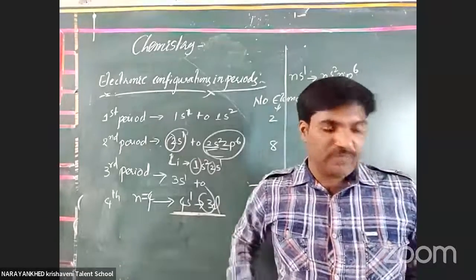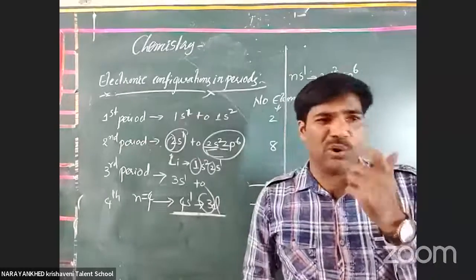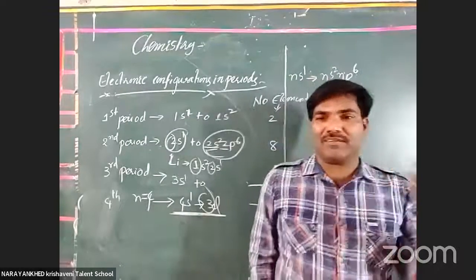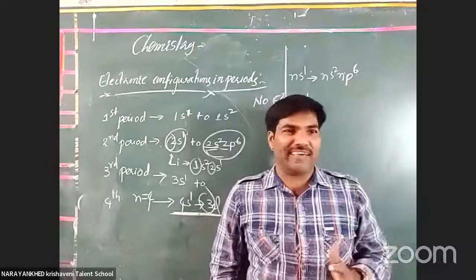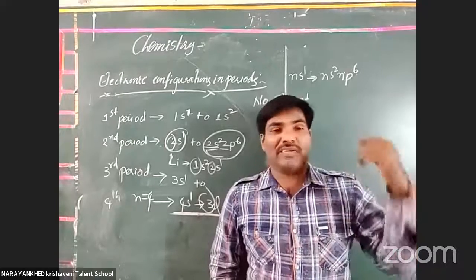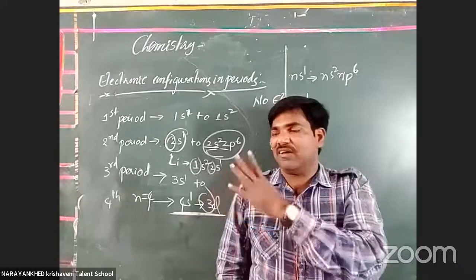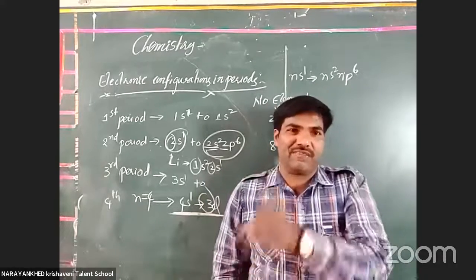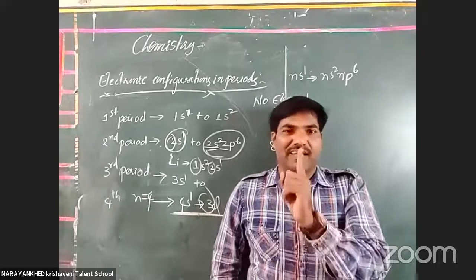You should know the first element in the period and the last element in the period. No problem. The last element is compulsorily an inert gas only. Clear or not? The inert gases are helium, neon, argon, krypton, xenon, radon. The last element should be these only. In the first period, helium is the last element. In the second period, neon is the last element.